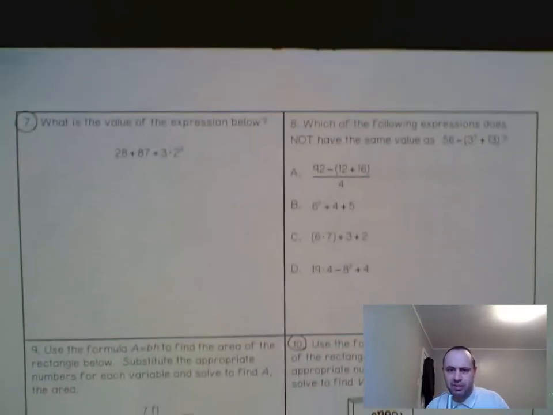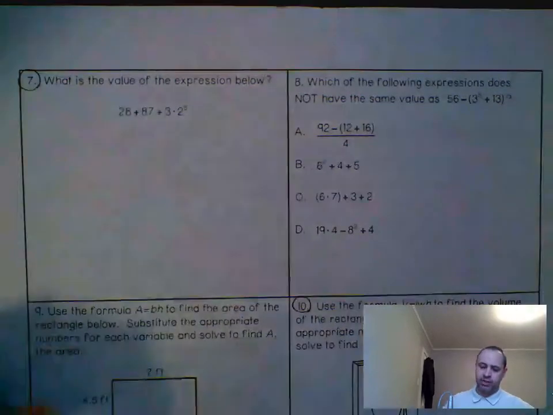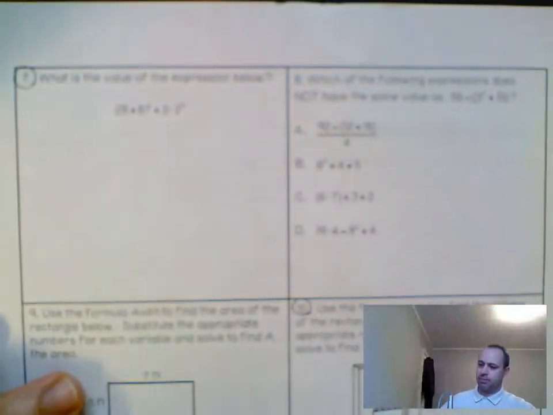All right, now on the back, we have 6 more problems. This first problem, number 7, that we're going to do together is a PEMDAS problem.